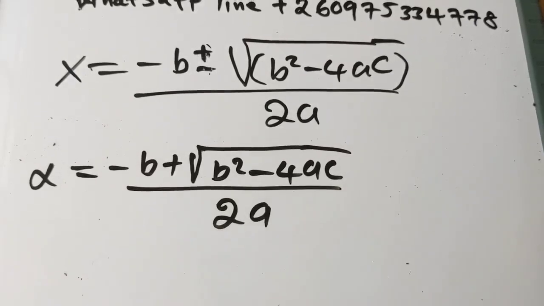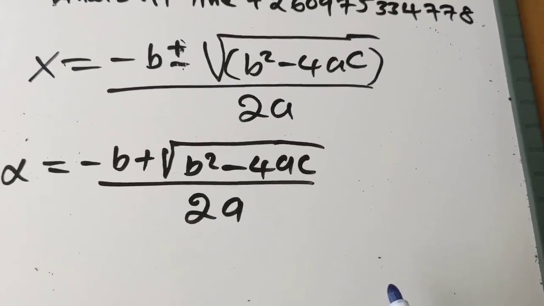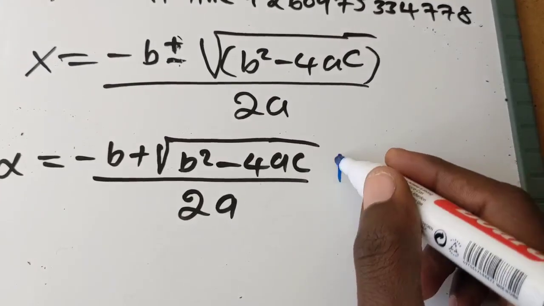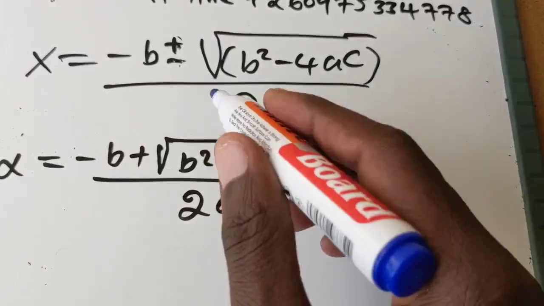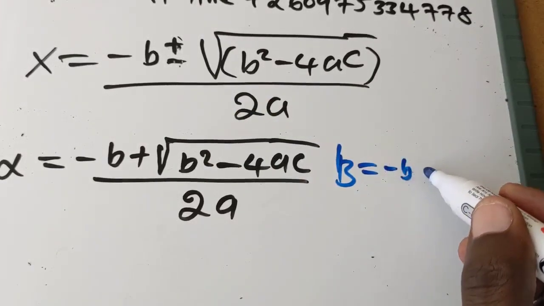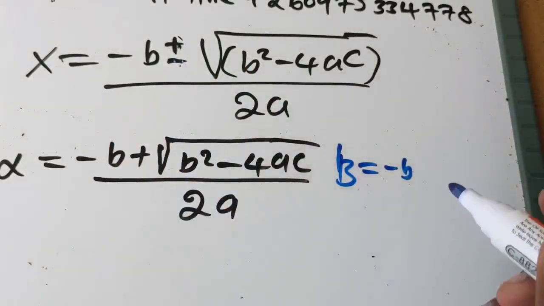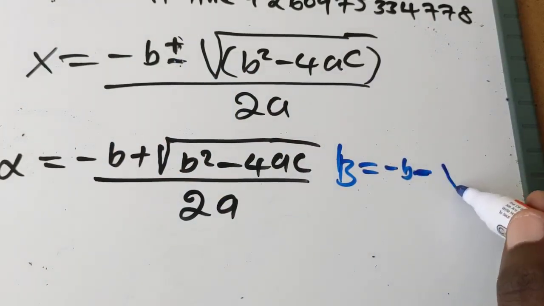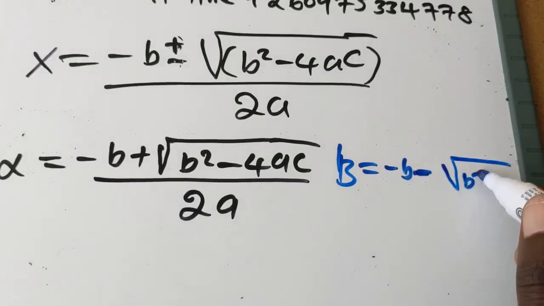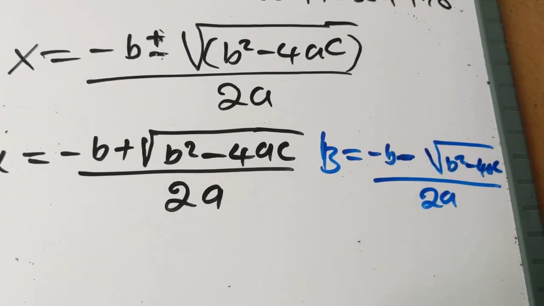Now how about beta? I'll use a different marker for beta. So beta is equal to the same one, negative b. Now here we get the negative. So this is the negative root of b squared minus 4ac over 2a.